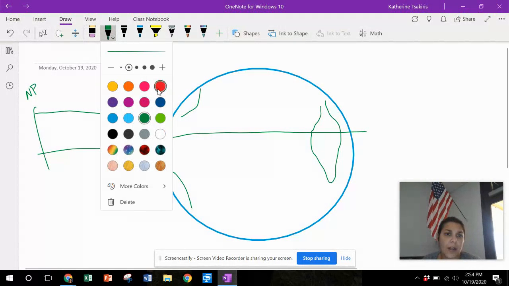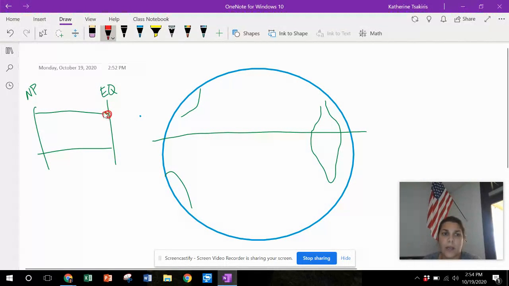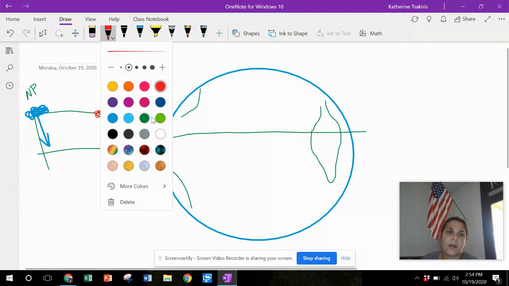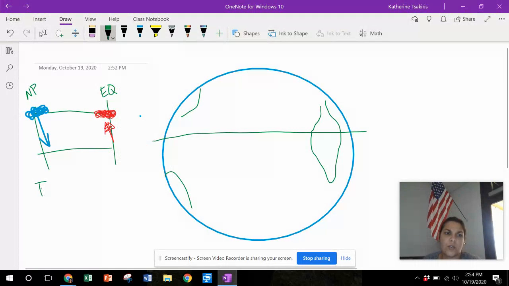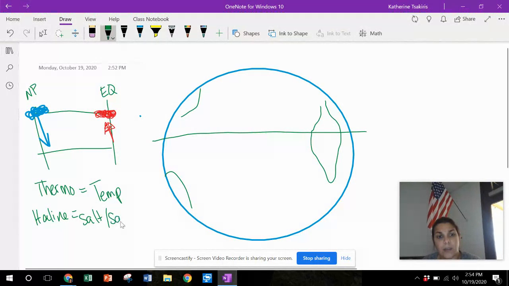So at the equator, you're going to have really hot, warm water. It's going to rise up to the surface, as indicated by red, because warm water floats to the top. And then at the North Pole, you're going to have really, really cold, super salty water, and that's going to sink. So if we're looking at these words, thermo is your temperature, and haline is your salts, or your salinity.